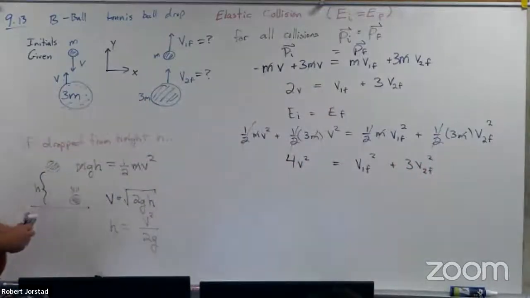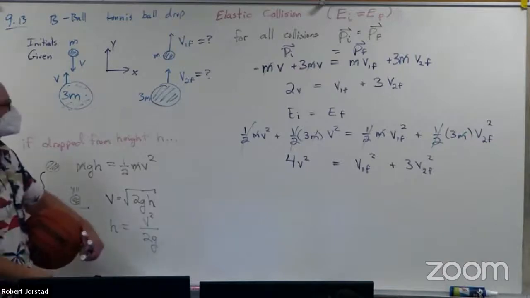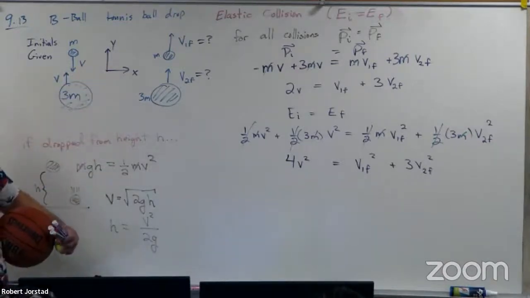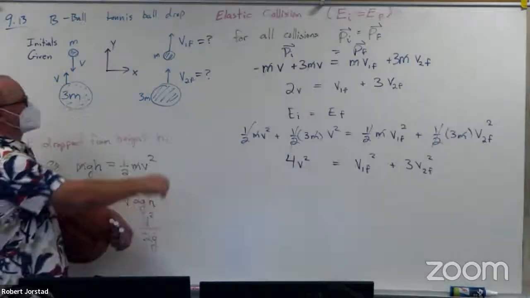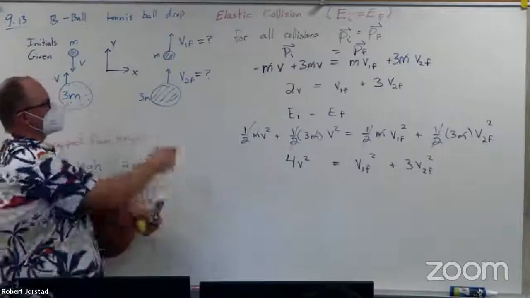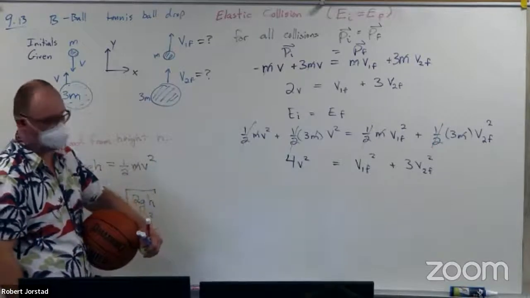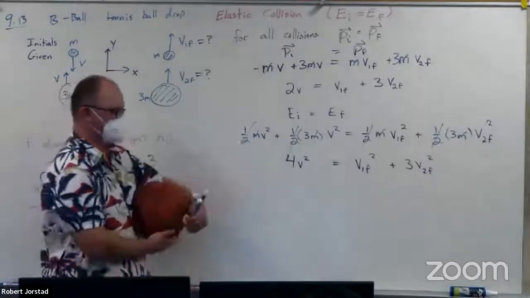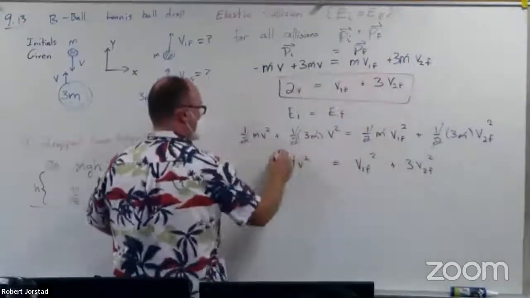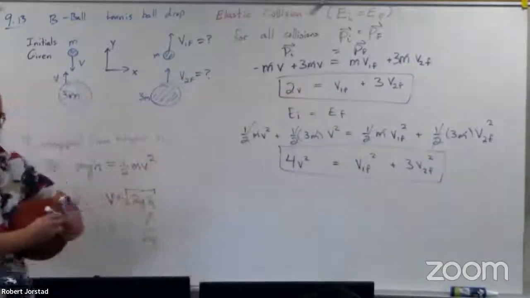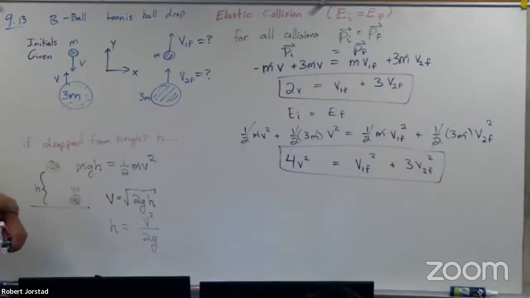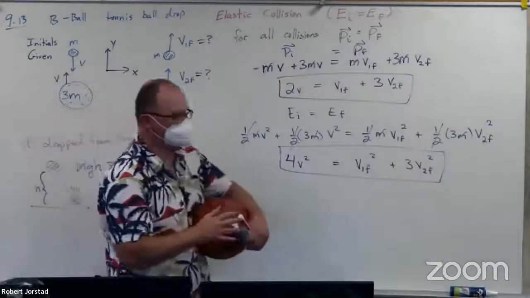How would you approach this? What are we trying to solve for? What were we looking for in this problem? The speed of the balls afterwards, right? So let's try and find V1 final. Actually, let's find V2 final first, because that's the weird part. So if I want to find V2 final, what would you do? We've got two equations. How would you approach that? Let's say we're looking for V2 final. What would you do with these two equations? Just tell me.